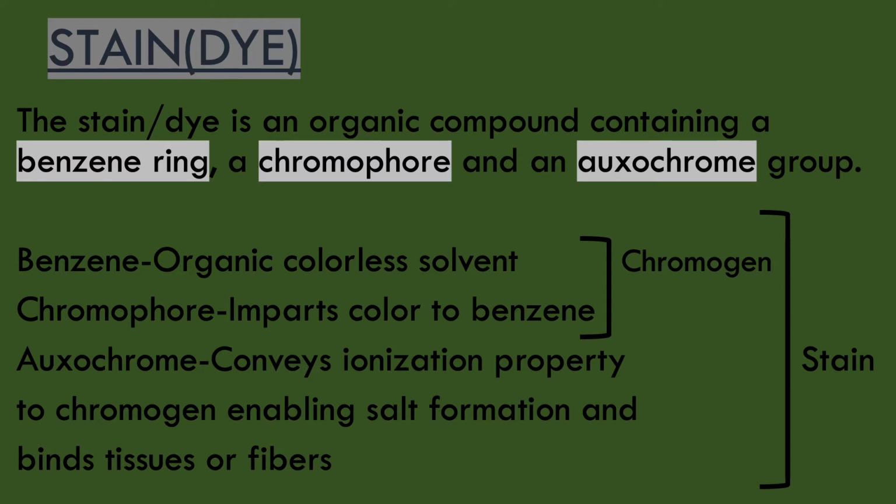The third part is an oxochrome group, which conveys ionization property to the chromogen part, enabling salt formation, and also it binds to the tissues or fibers that we are observing. The benzene and chromophore parts together are called the chromogen portion of the stain, and when the oxochrome part is added to the chromogen part, together it is called the complete stain. Neither the chromogen part nor the oxochrome part alone can be considered a complete stain. Both these parts are required to call it a complete stain.